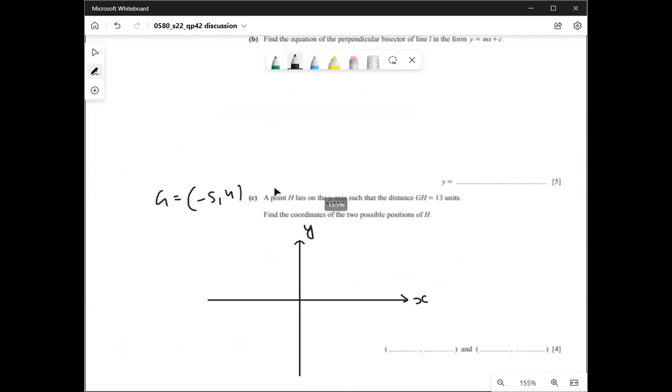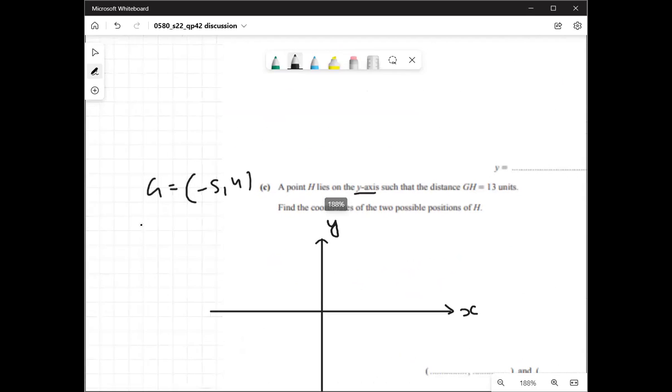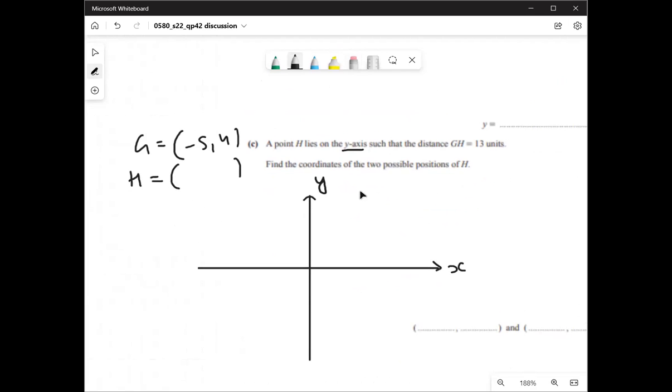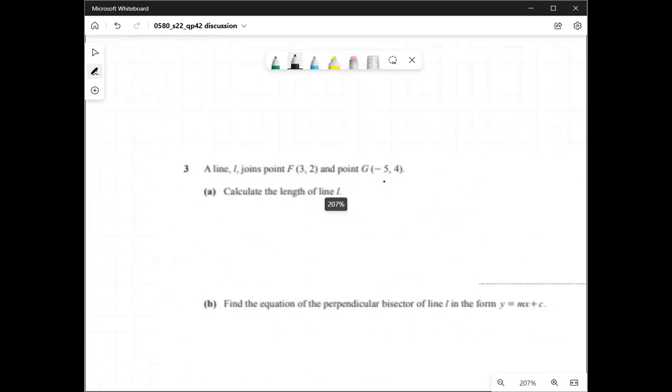Okay? Anas, listen to me. I'm explaining the question again. Now, H is on the y-axis. Let's say H has the coordinates x and y. I don't know what they are. There's something x and y. Fine? Now, how do we know that G is minus 5 and 4? It's given in the question, Anas. In the question, they've said it right here.